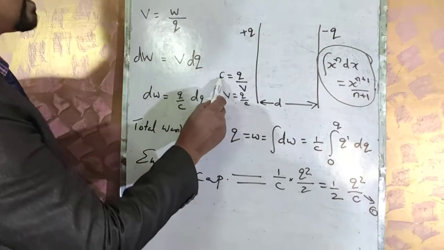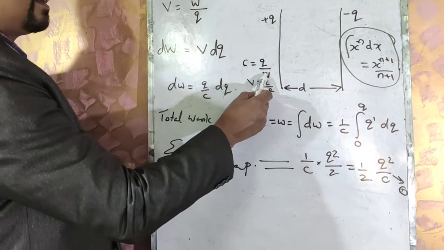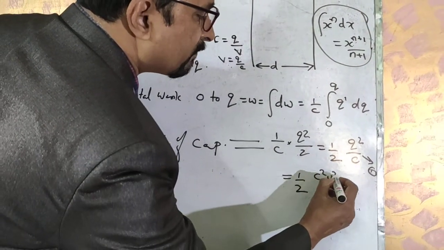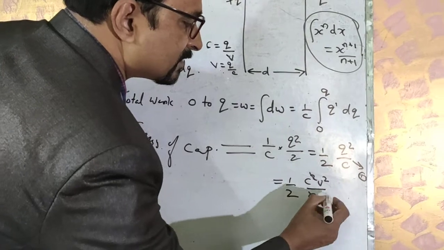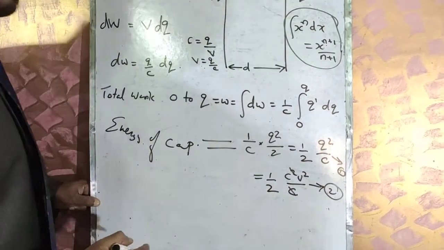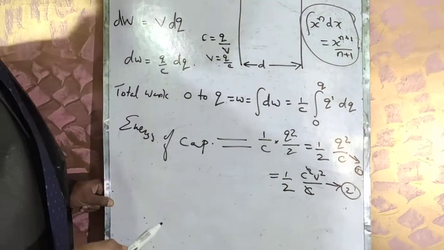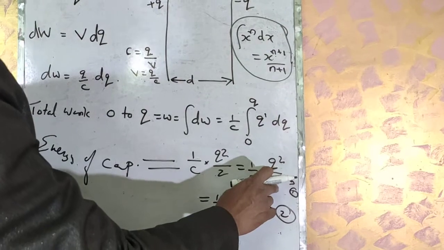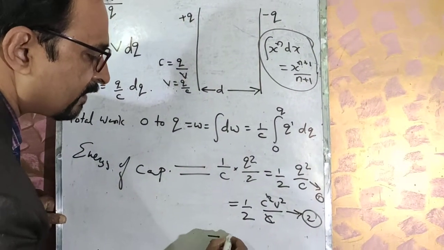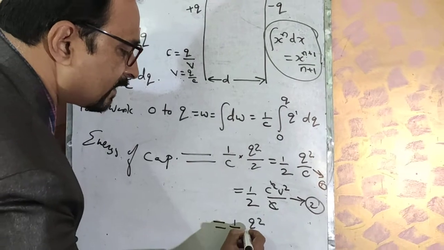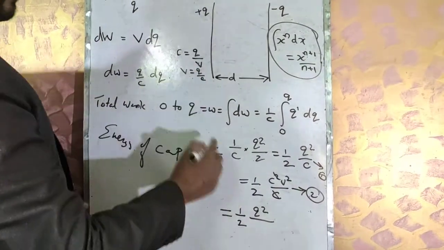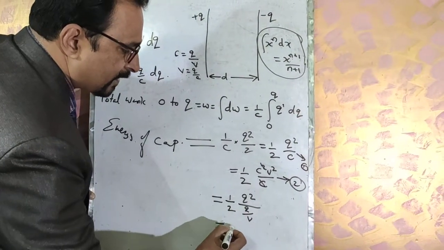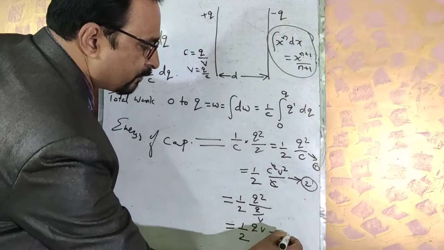Now you can write some more expressions based on the concept. Instead of q, you can write CV. See, C is equal to q by V. So this expression becomes half C square V square by C. Now C cancels. So you got the second expression for energy: half CV square. If you want, you can make one more expression. In equation number 1, half q square is there upon C. Instead of C, you can write q by V. Now q cancels, V is going to the numerator. So your formula is half qV.